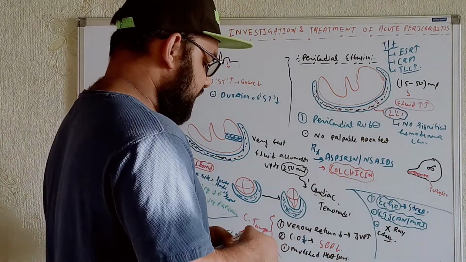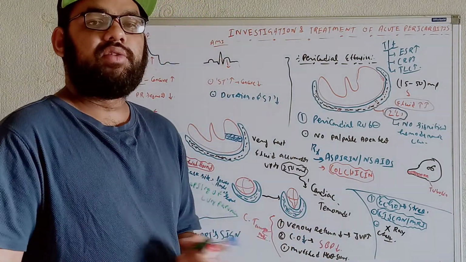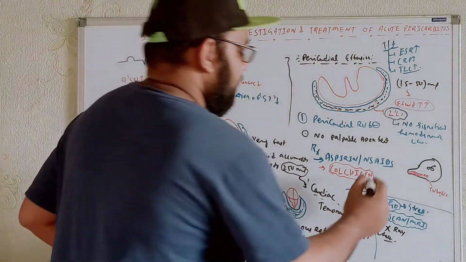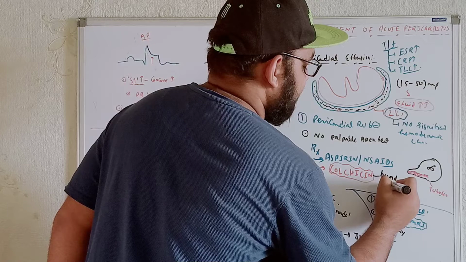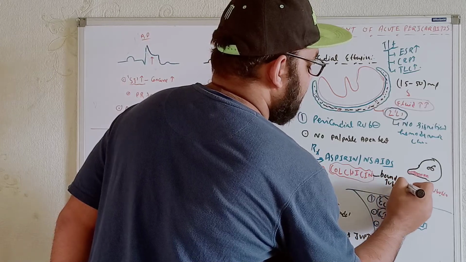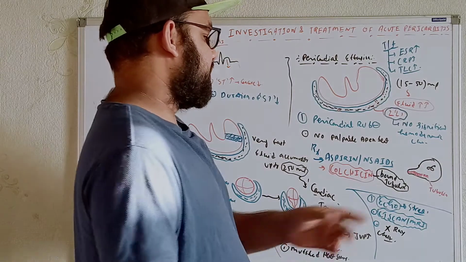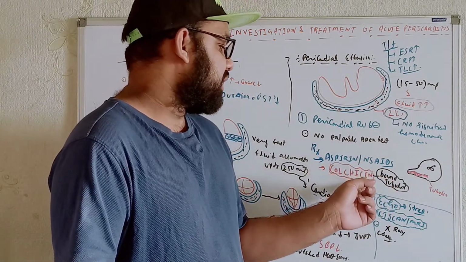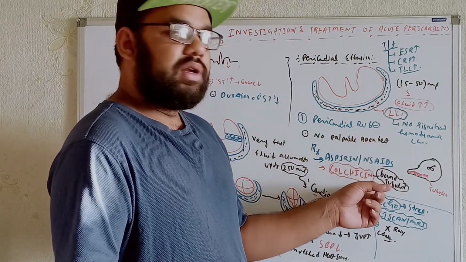But if we use colchicine, what is the function of colchicine? Try to understand: the colchicine will get bound to the tubulin protein, and it will not let the tubulin polymerize further. It will inhibit the polymerization of the tubulin protein. So colchicine inhibits the polymerization of the tubulin protein within the neutrophil.